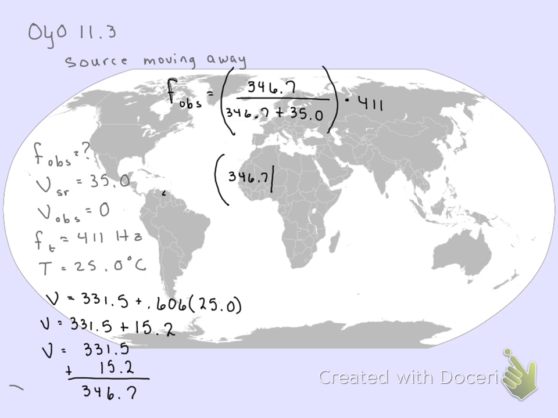Then open up another set of parentheses, and in there is where you're going to enter the denominator, 346.7 plus 35.0, and after you do that, close that set and then close the big set. In other words, if you open up 2 sets of parentheses, you need to then close 2 sets of parentheses.